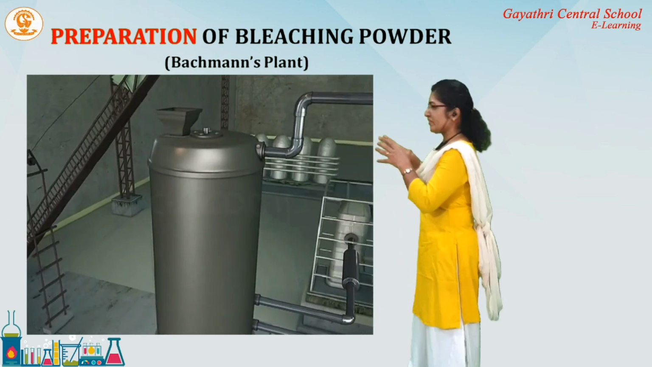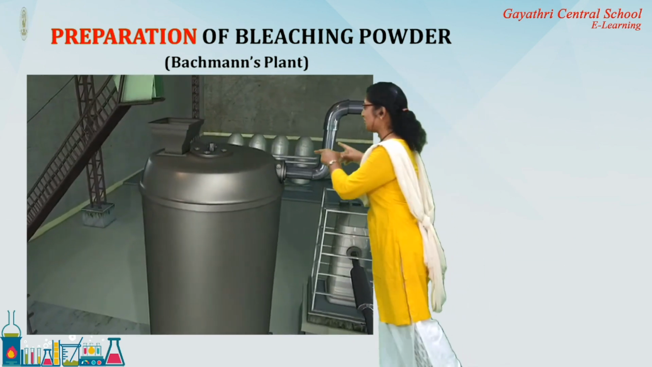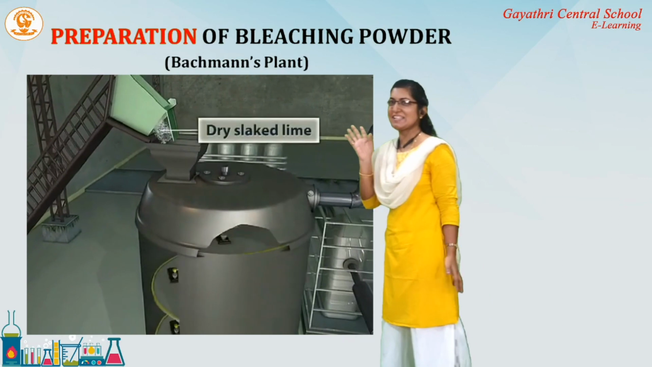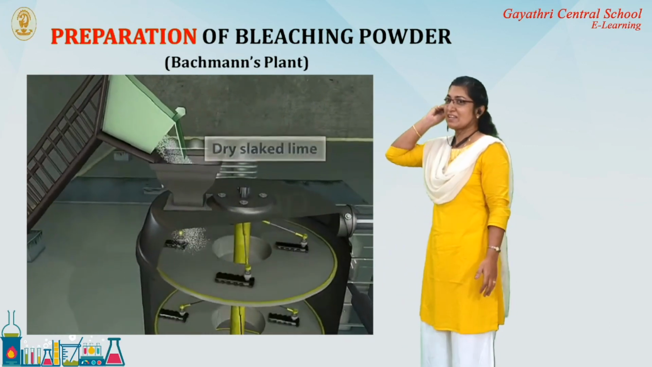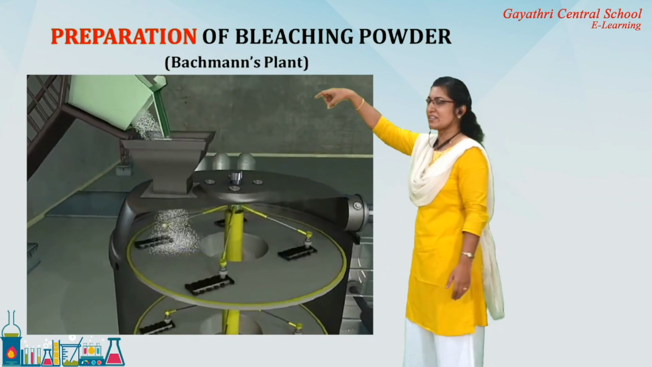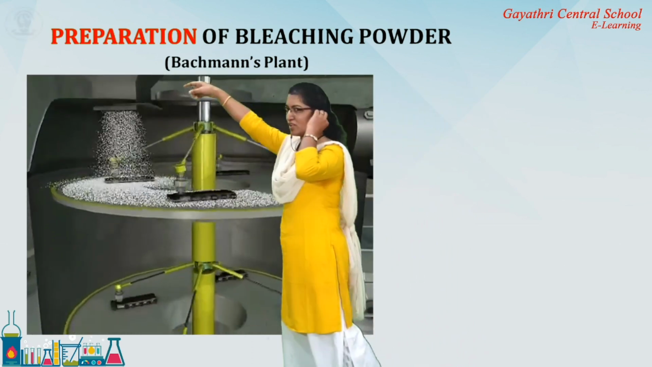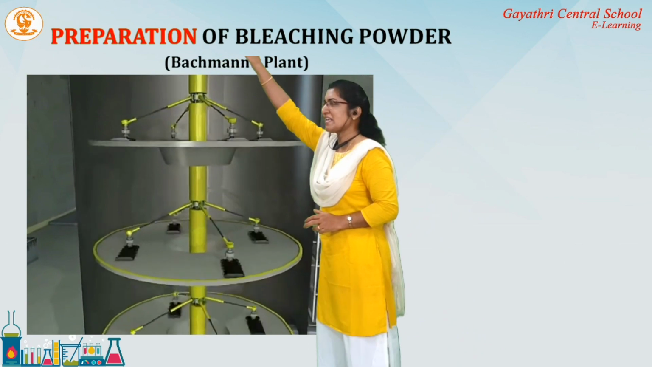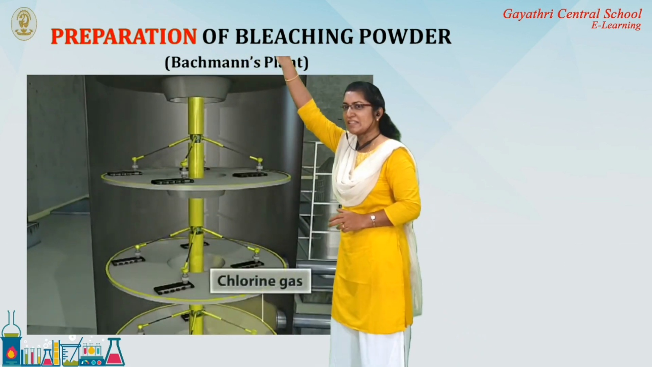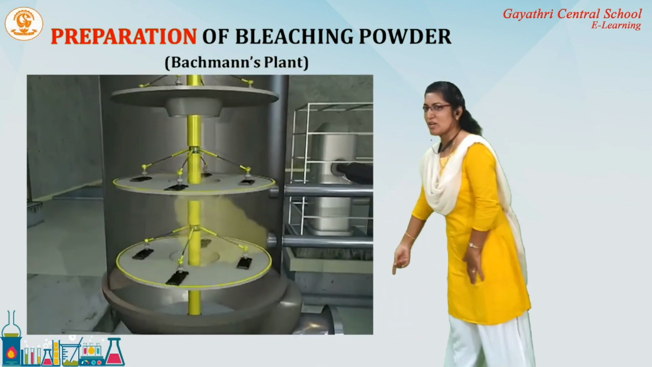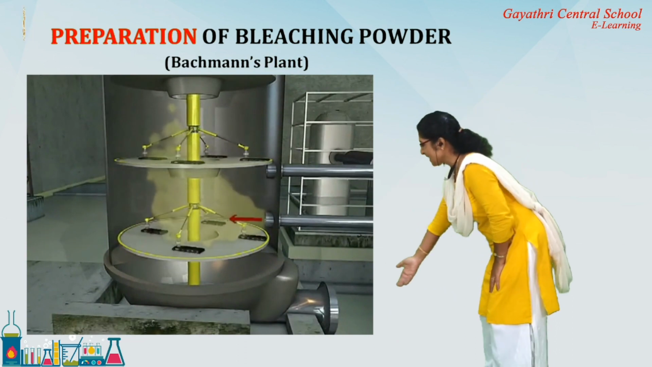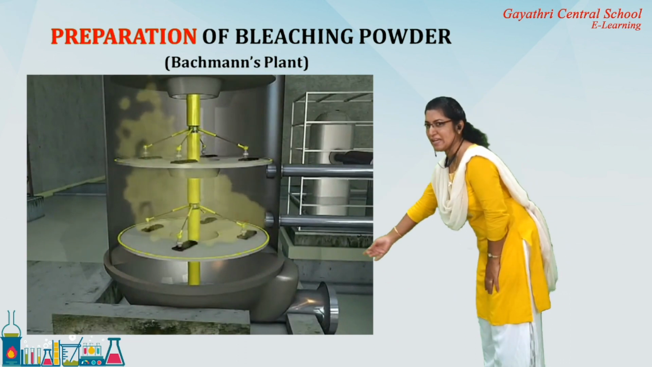Now see what is happening inside this plant. The raw material used for the preparation of bleaching powder is calcium hydroxide. Calcium hydroxide is put in from the hopper at the top, and at the same time chlorine gas is pumped in from the inlet here.